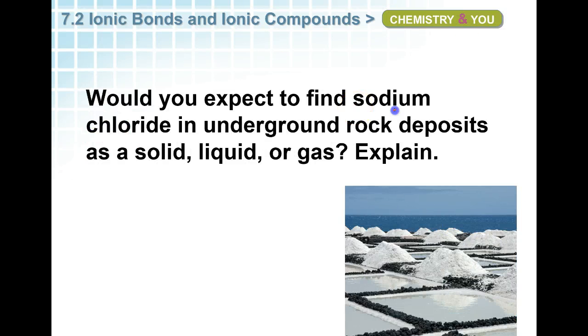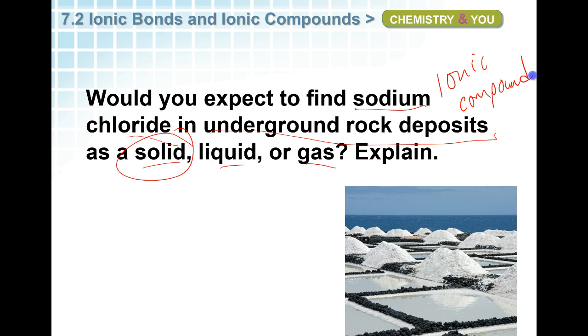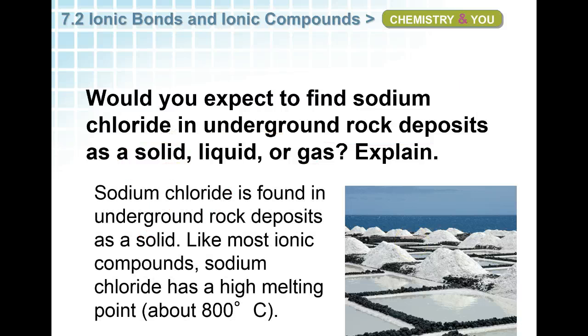So would we expect to find the sodium chloride in underground rock deposits as a solid, a liquid, or a gas? Right, as a solid, because we know that sodium chloride is an ionic compound and it has a very high melting point, which means what temperature did we need to go from solid to liquid? And we're talking thousands of degrees Fahrenheit or Celsius. So this would be a couple thousand Fahrenheit, 800 Celsius.